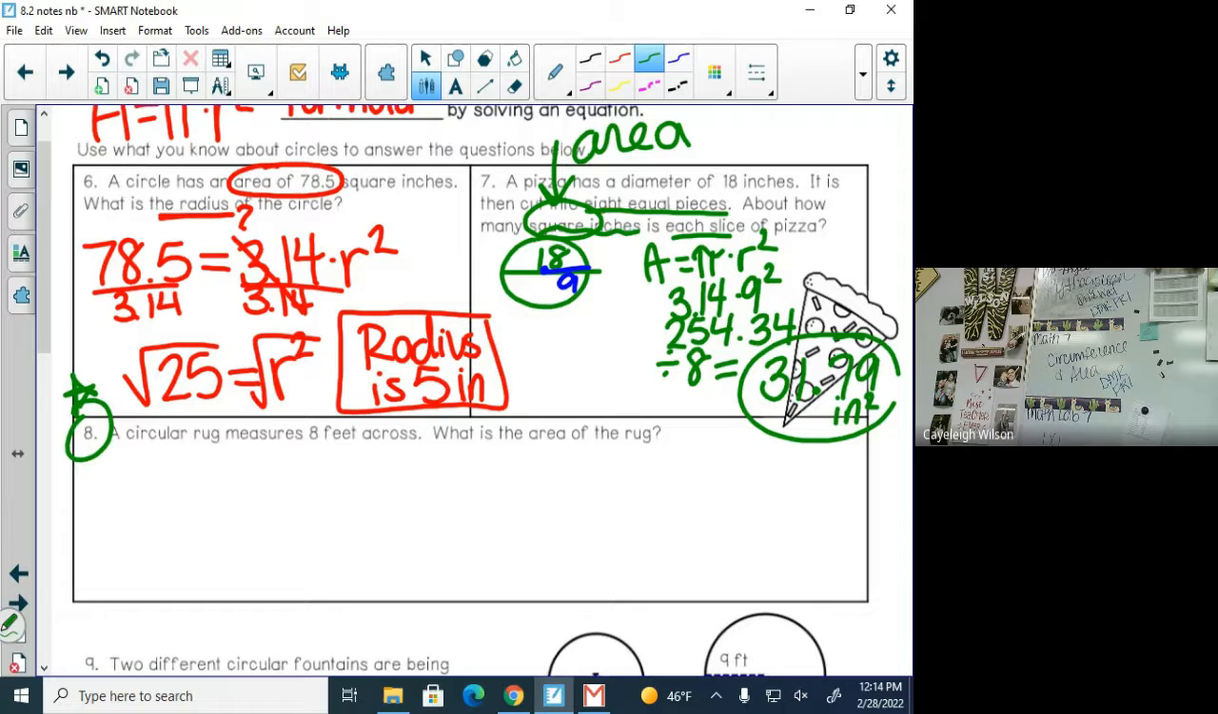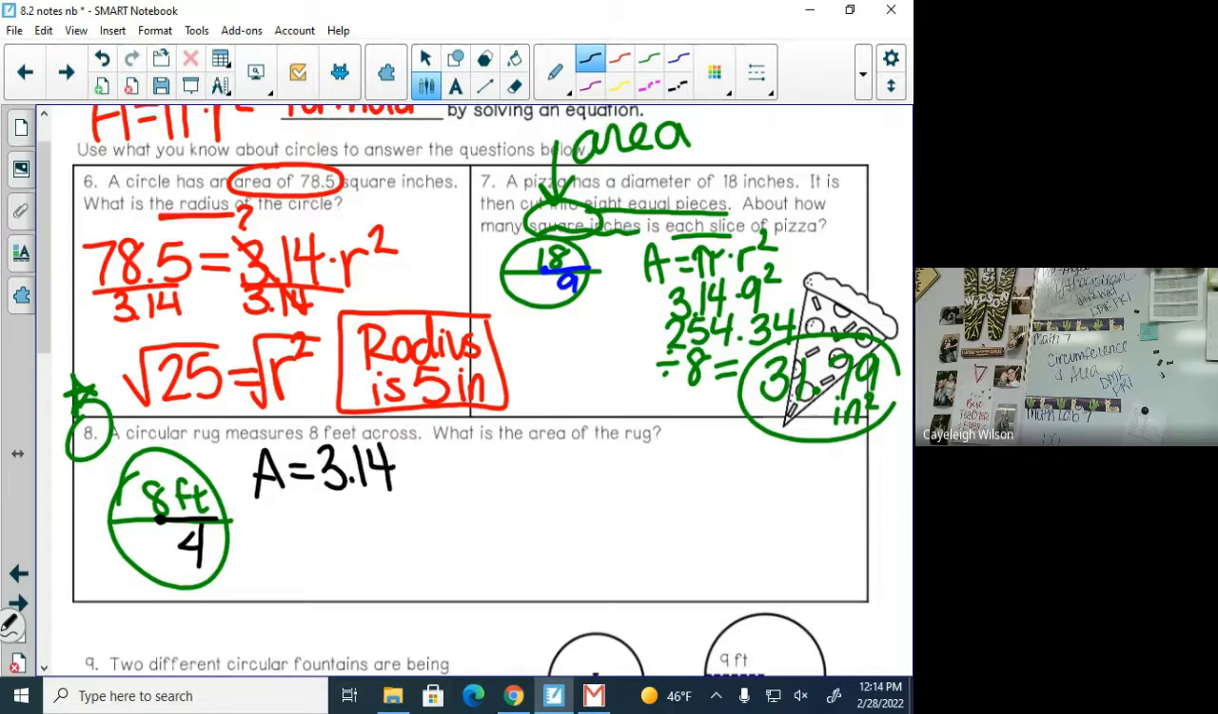All right. Hey, look, I'm going to draw a picture. A circular rug is 8 feet across. What is the area? Well, what's this? Diameter. Do I need diameter? No, I need radius, which is 4. So then you do pi times 4 squared, which is 50.